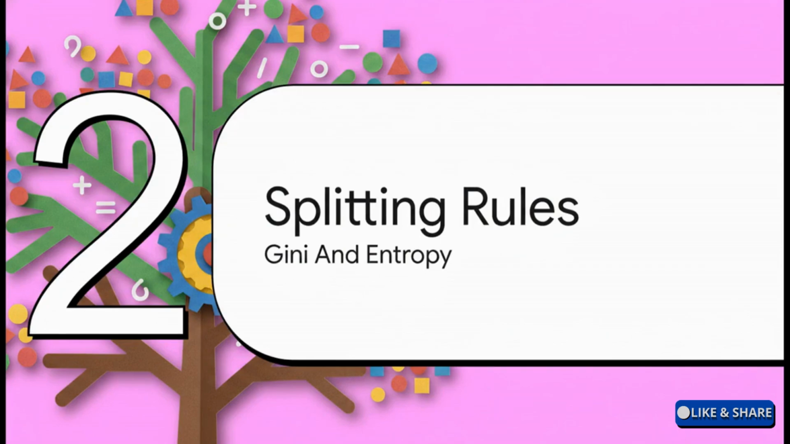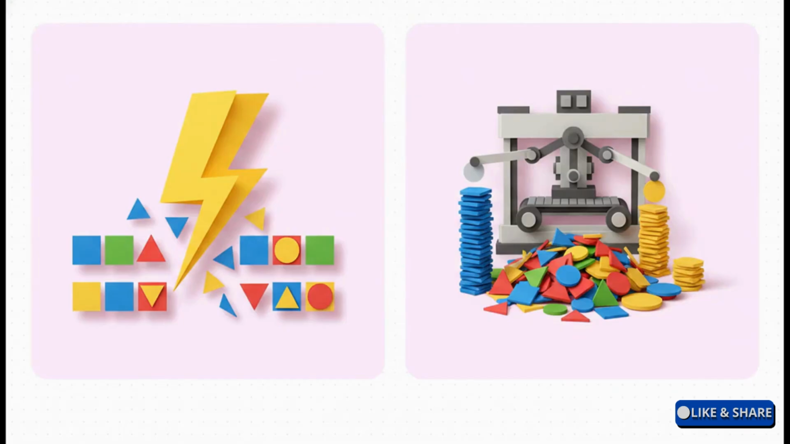Moving on to section 2, splitting rules, Gini and entropy. Now, you might be wondering, how does the tree mathematically decide exactly where and how to split the data at each of those internal nodes to get the most accurate leaf nodes? Well, it generally relies on one of two main metrics: Gini impurity or information gain, which is based on entropy. Gini impurity tries to minimize misclassification, basically measuring how often a randomly chosen element would be labeled wrong. It is super popular because it doesn't require computing complex logarithmic functions. It's just computationally very fast.